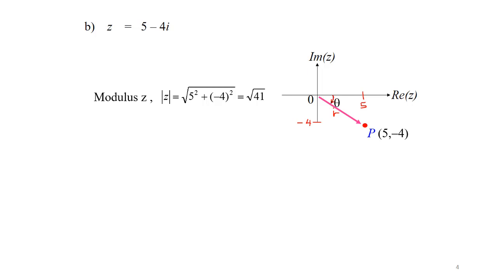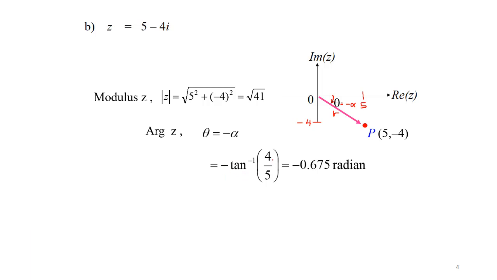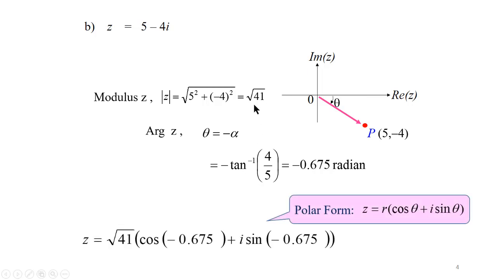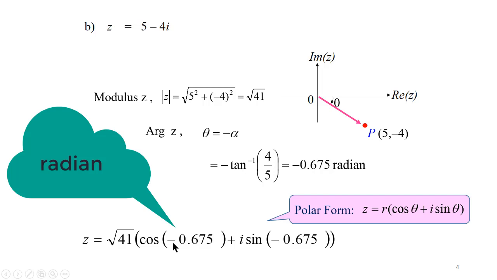Since the angle is rotating clockwise, we will have negative alpha, that is the reference angle. So to find the argument, that is negative alpha, negative arctangent b over a; here we omit the negative sign for b. Then we calculate in radians. Now we express in polar form. We have the modulus of z, substitute into r, and then the argument, substitute into theta, with the negative sign there, so i sine theta.